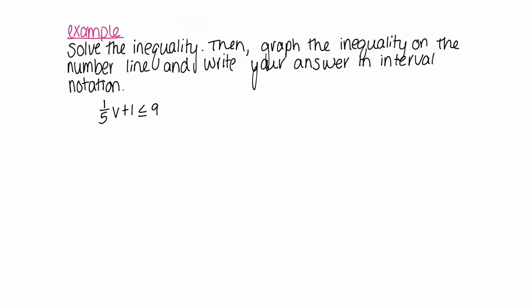All right, let's do another. Here we have 1/5 v plus 1 is less than or equal to 9. Once again, we're looking at getting this 1/5 v by itself, so we need to take care of the plus 1. We'll go ahead and subtract 1 on both sides to cancel the 1. The 1/5 v will come down. The direction of the inequality comes down.